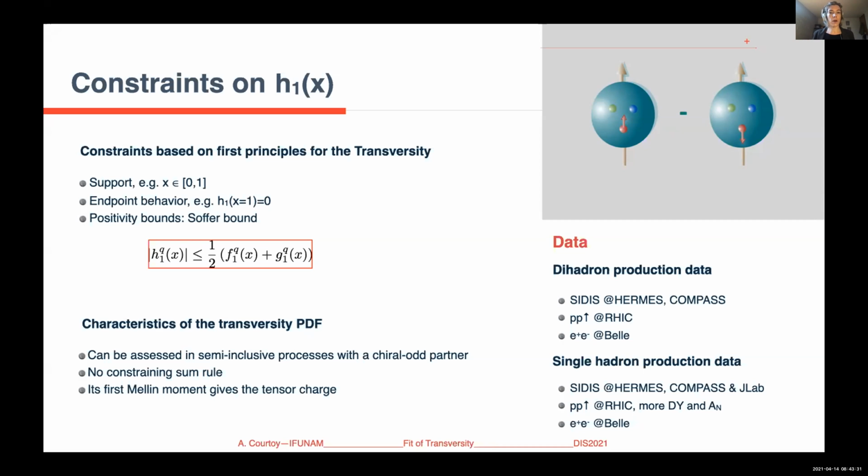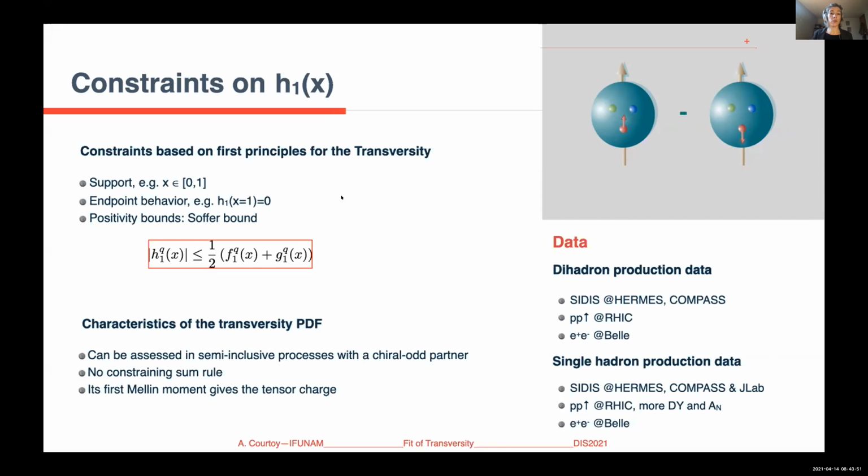And so there are a few things you need to do about the transversity: you have to impose the positivity bound, the Soffer bound, that's the one I just mentioned before. And you have some behaviors like the endpoint behavior, where you want it to go to 0 when x goes to 1, and you have to have the support property too.